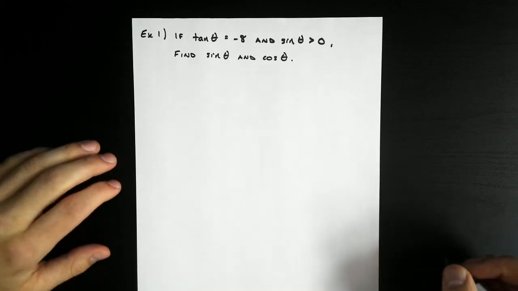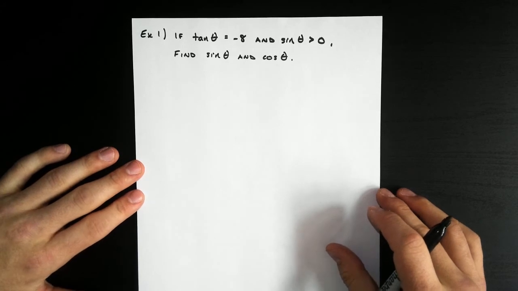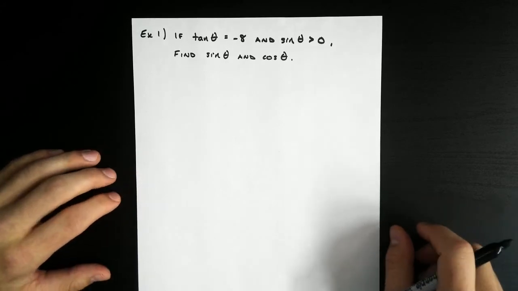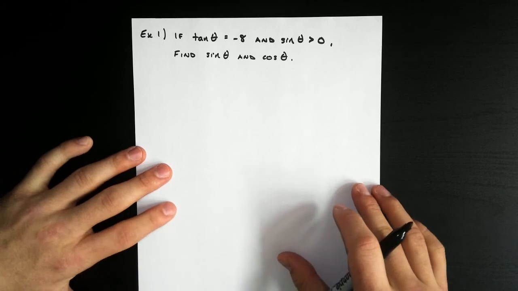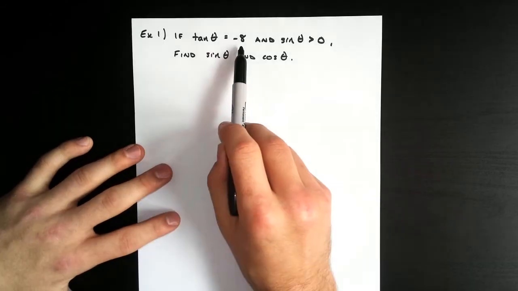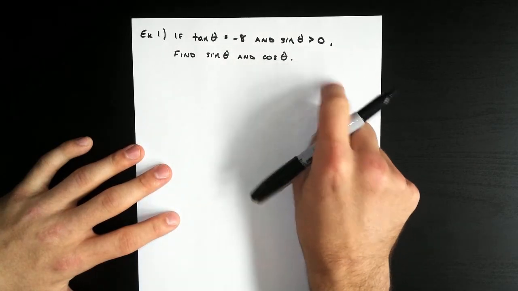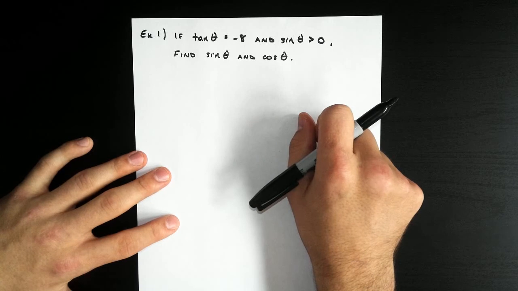Hello everyone. I'm going to do an example of how to use the Pythagorean identities to help us find the values of some other trig ratios. So in this example, we are given the tangent of theta is equal to -8. And we also know that the sine of theta is greater than 0. And we want to find the sine and the cosine.